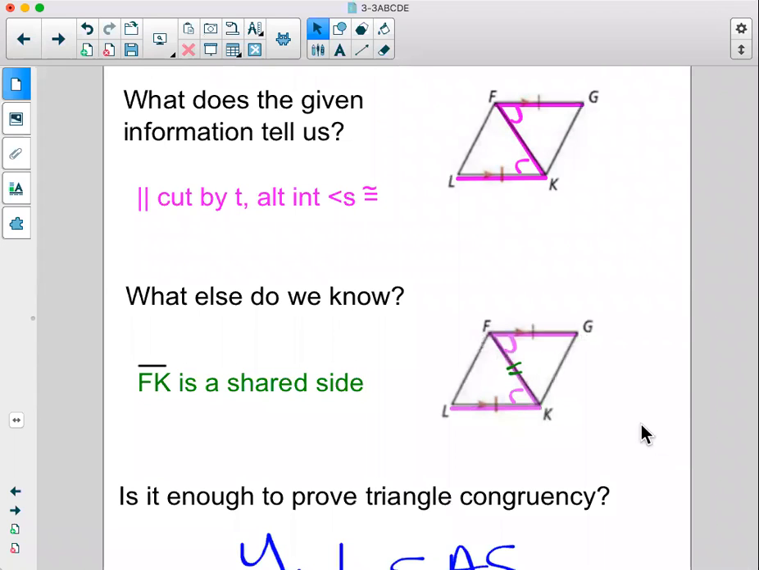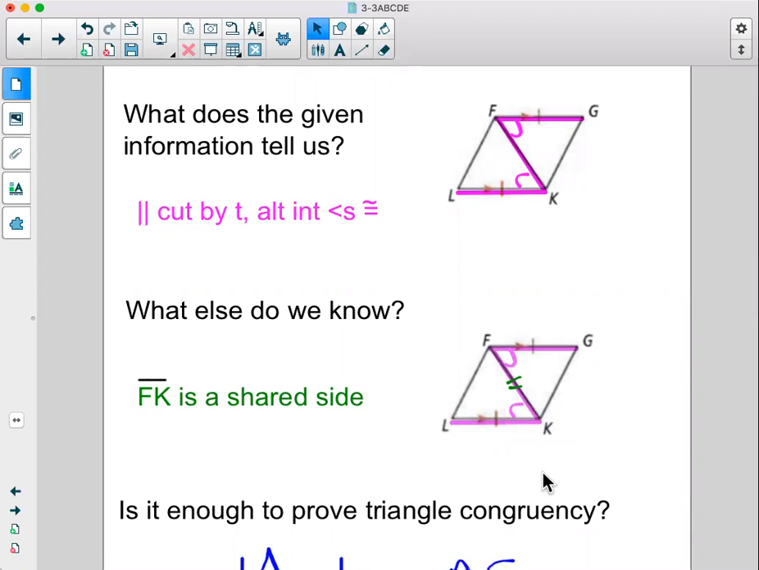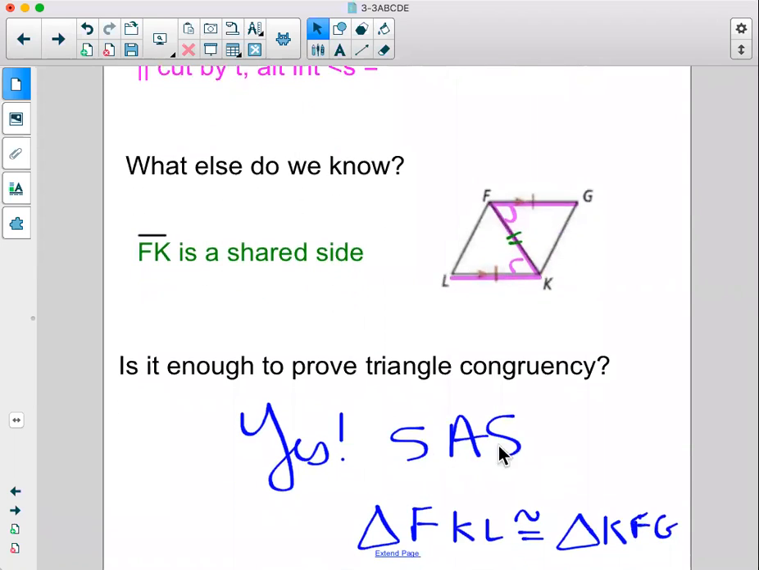And so we ask ourselves, is this enough to prove triangle congruency? We have a side, included angle, and a side over here. And in the other triangle, we have side, included angle, and side over here. And so yes, we can pull out SAS, side, angle, side, to prove the triangles are congruent.